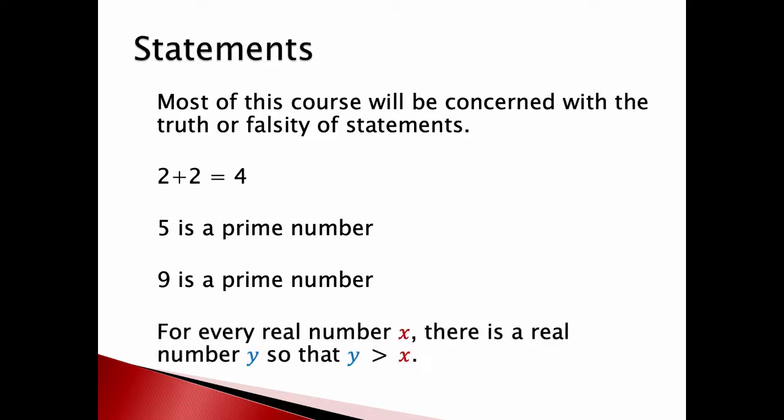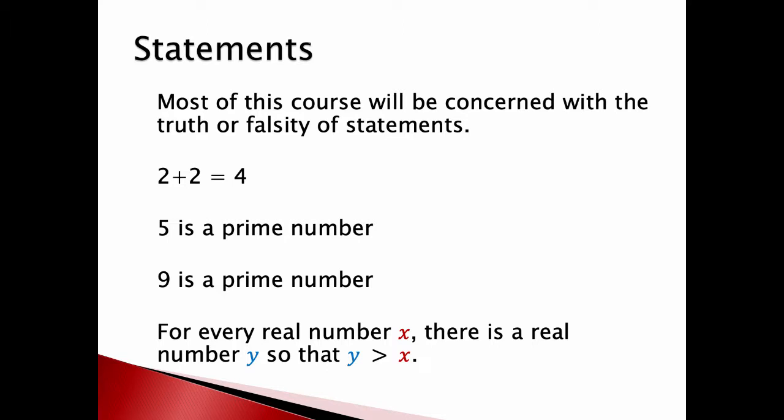What about a statement like this? For every real number x, there's a real number y, so that y is bigger than x. That's closer to the kind of statement that we'll deal with. Notice there's variables floating around. That's okay. Let's untangle what this really says. So every time you give me an x, right, this says that there's a y that's bigger than that x.